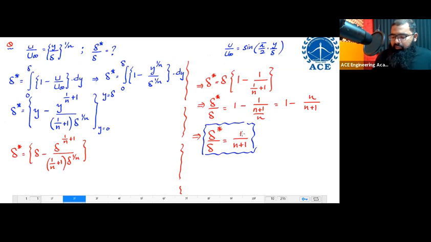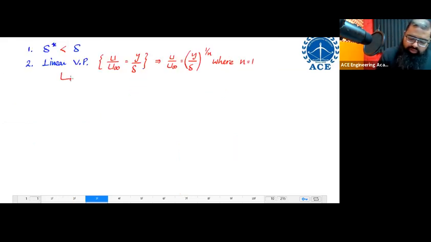We have developed a conclusion over here: delta star upon delta is equal to 1 by n plus 1. So I can say for this particular velocity profile, delta star has to be equal to delta upon n plus 1. N plus 1 means 2 over here, so delta upon 2. Let us try to create a logical conclusion now. We have seen delta star is half of delta. Let us see a logical conclusion now.